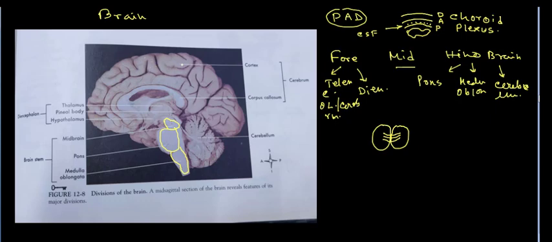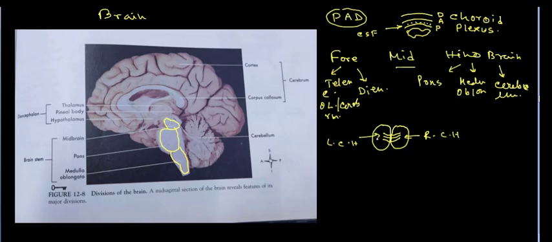Many gyri are present here, and this looks like a sausage-shaped structure. So the elevation of the cerebrum is called the gyrus, the depression is called the sulcus, and the deep depression is called a fissure. And the median fissure divides the cerebrum into two halves, called the cerebral hemispheres. So this is the left cerebral hemisphere, and this is the right cerebral hemisphere.